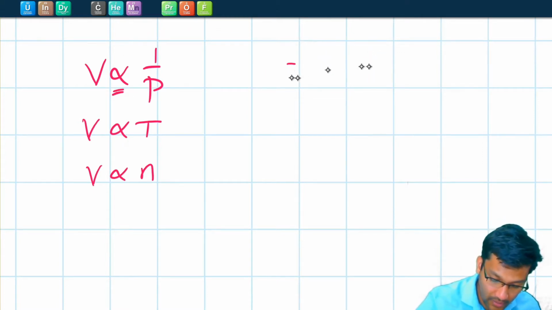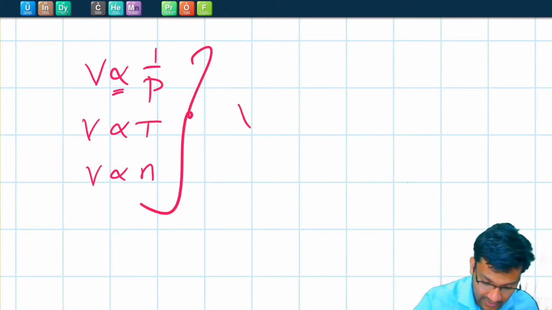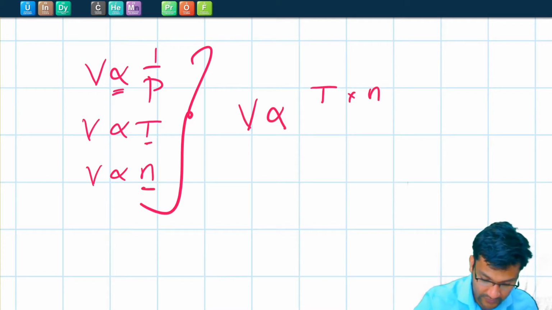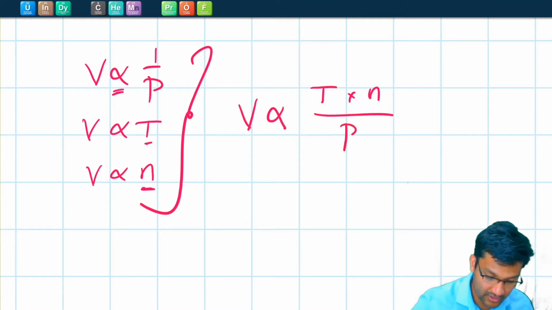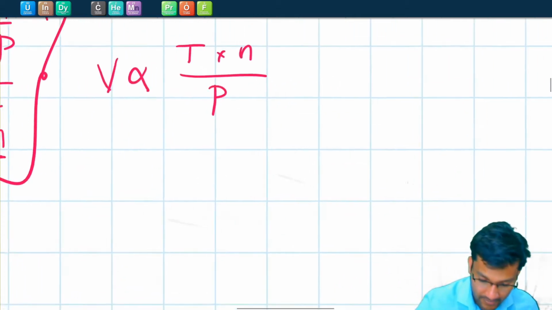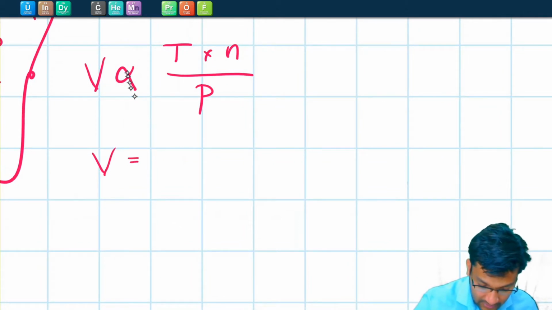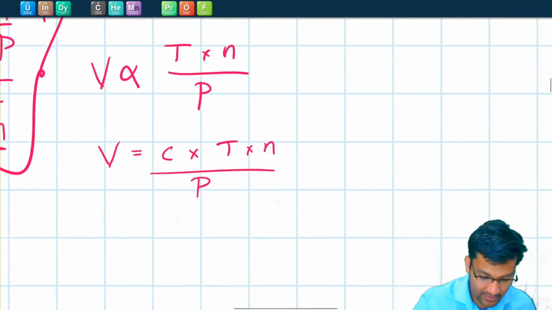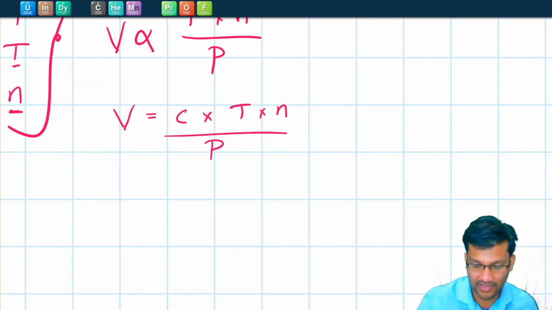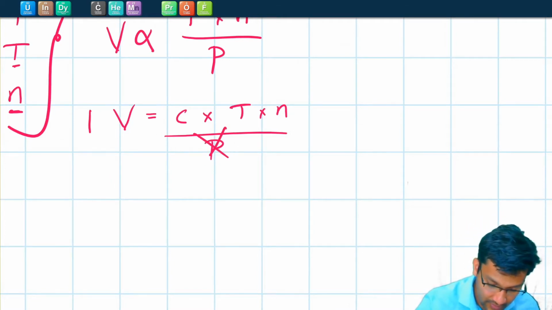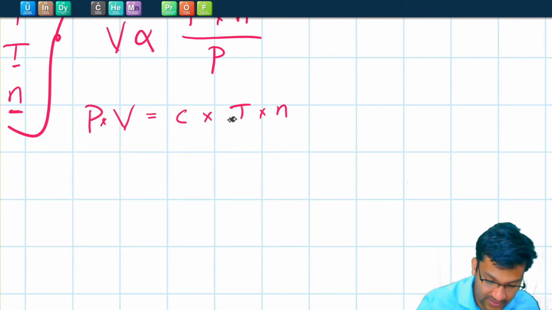Okay, what if we combine all of these into a single equation where we have volume is proportional to temperature from here, multiplied by number of moles for Avogadro's law, and divided by pressure for Boyle's law, right? That means that we could write that volume is equal to, we're changing from a proportional to an equal sign, some constant, let's call it C, times the temperature, times the number of moles, divided by pressure. And because I don't want a division sign in my equation, I'm going to move P to the left-hand side. So we get something like P times V is equal to some constant C times T times N.